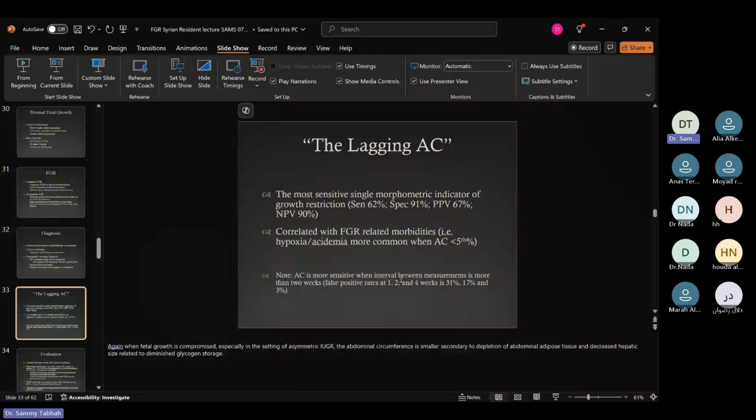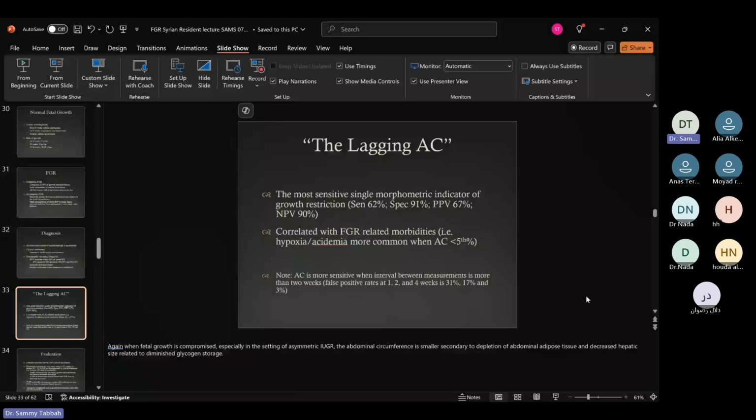The lagging abdominal circumference: if you were to choose one measurement that is the most highly correlated with fetal growth restriction, it's the abdominal circumference. It's the most sensitive indicator of growth restriction. So typically, if you have a baby that you think might be growth restricted, but their abdominal circumference is normal, then it's likely not true growth restriction.